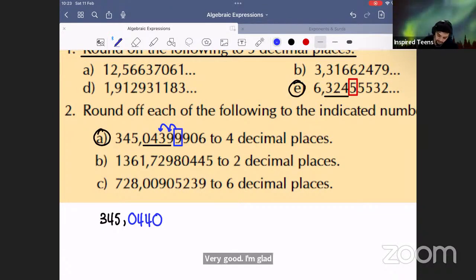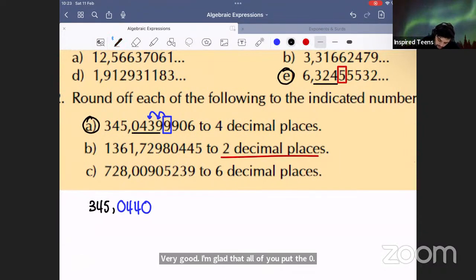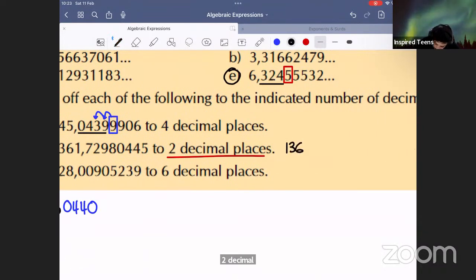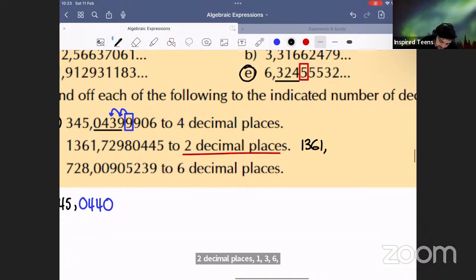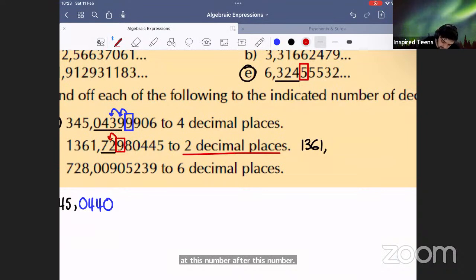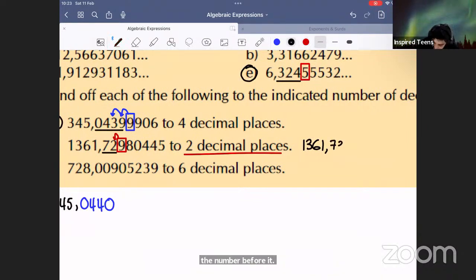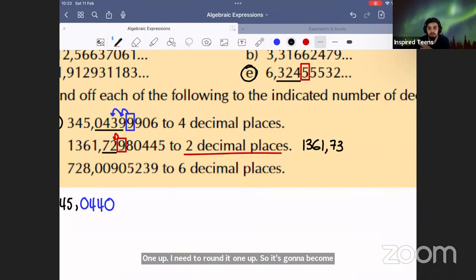That's excellent. All right, let's look at this last one, 2 decimal places. 1361, 72, there's my 2 decimal places. So I need to look at this number after. This number after is a 9. It's between 5 and 9. So I need to change the number before it 1 up. I need to round it 1 up. So it's going to become 73. 2 decimal places, guys. So not 730. 730 would be 3 decimal places.